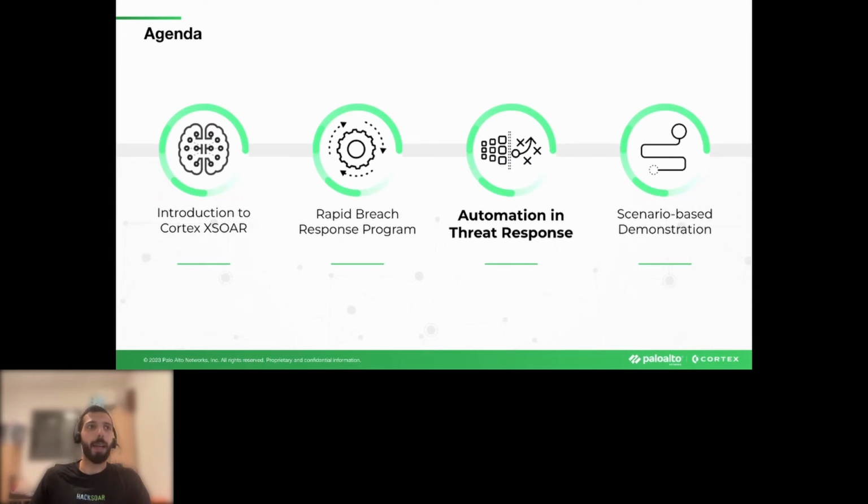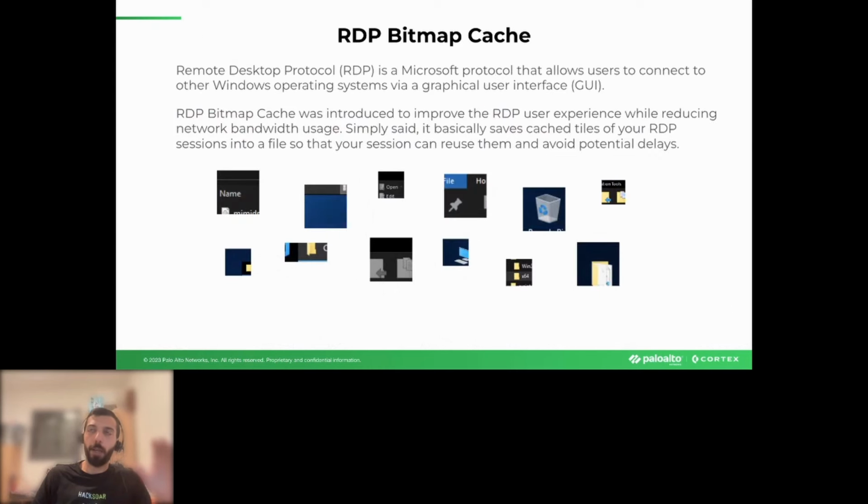Awesome. So now we can see how automation actually helps you and should take part in your threat response workflows. Firstly, I won't start with the rapid breach response program. We'll see it in the last chapter, on the demonstration. I want to start with another use case that shows the strengths of automation in breach response.